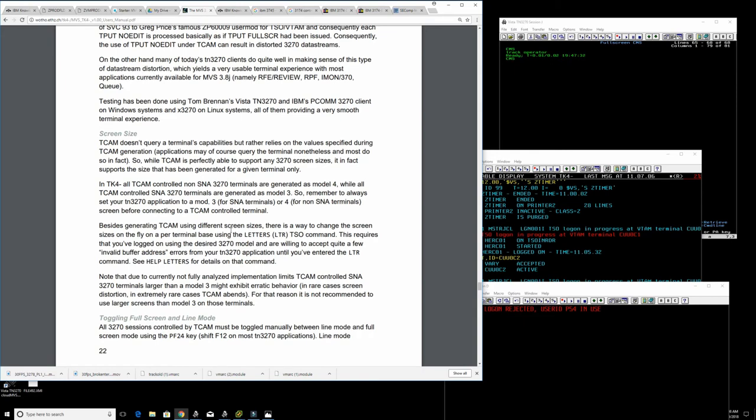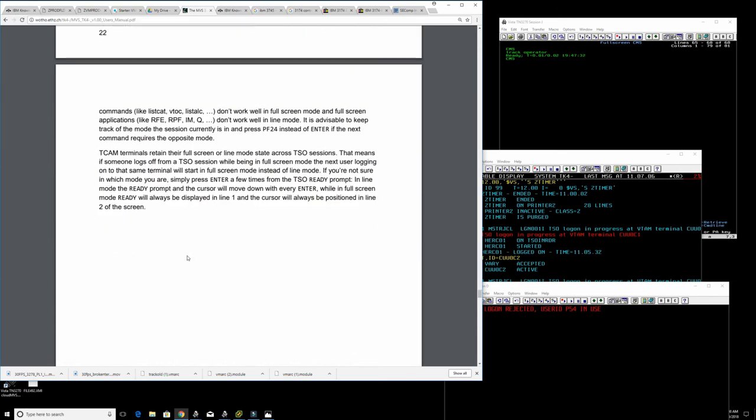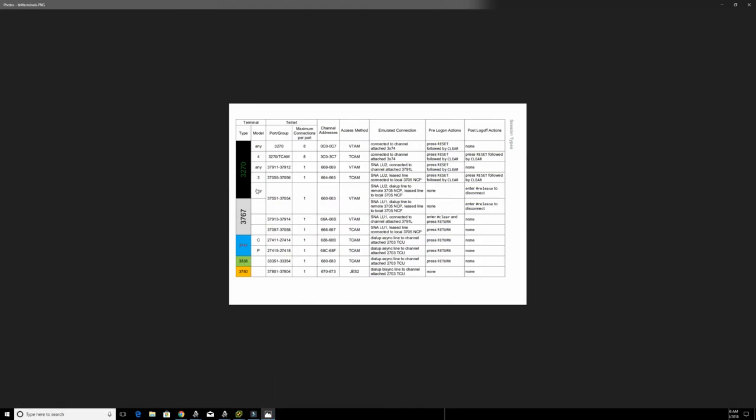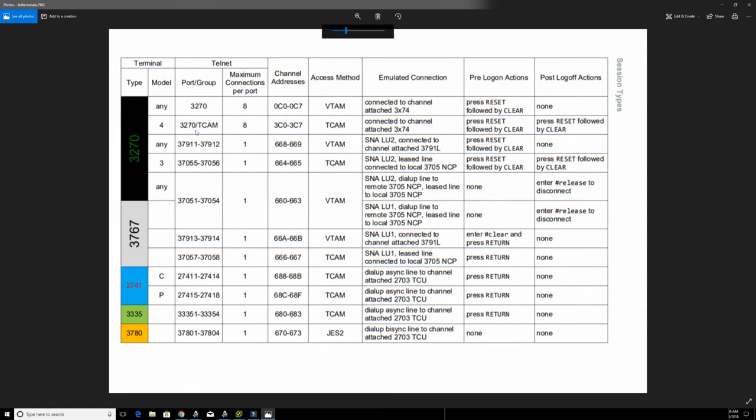Besides generating TCAM using different screen sizes, there's also a way to change the screen with letters, so we can also do it as a terminal command. Okay, and then we have this table here, which I have here. And again, you need to understand this table, because how you connect and the terminal size is very, very specific. If you connect through this port, then you're going to be VTAM SNA. And if you go through these ports, then it's going to be TCAM.